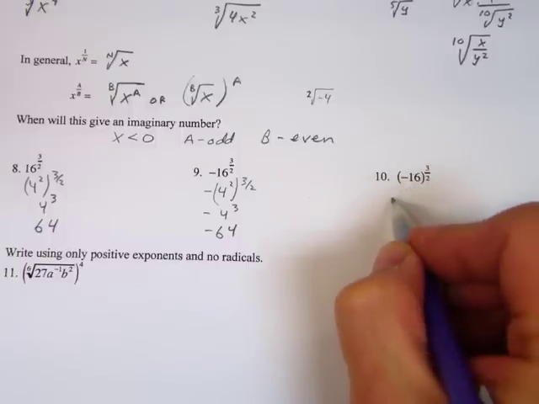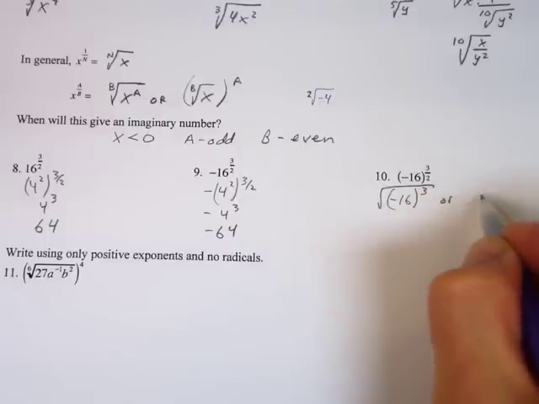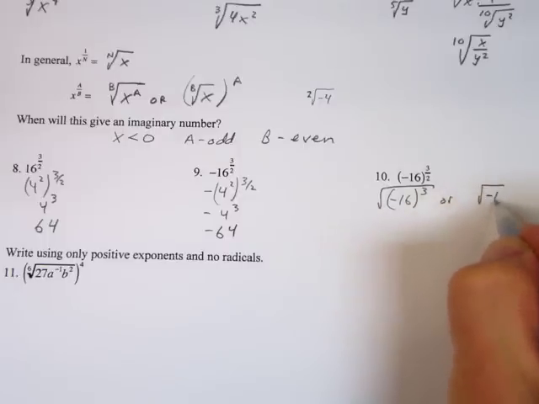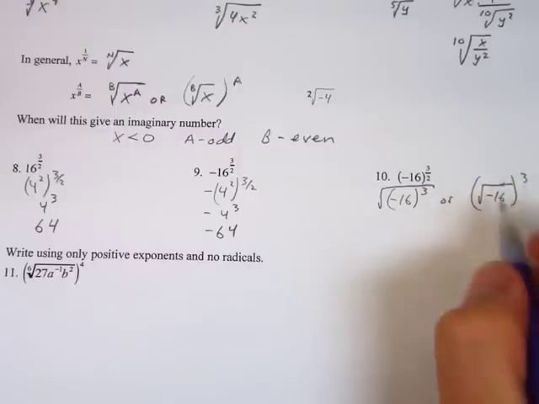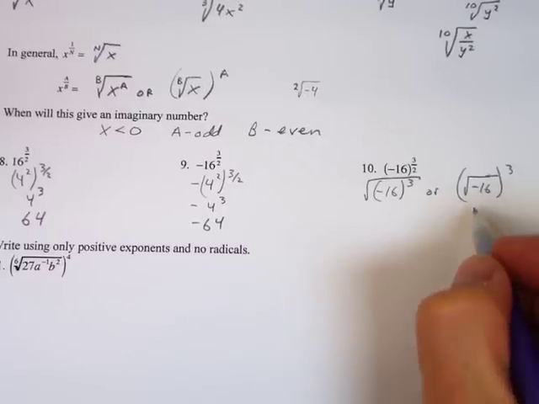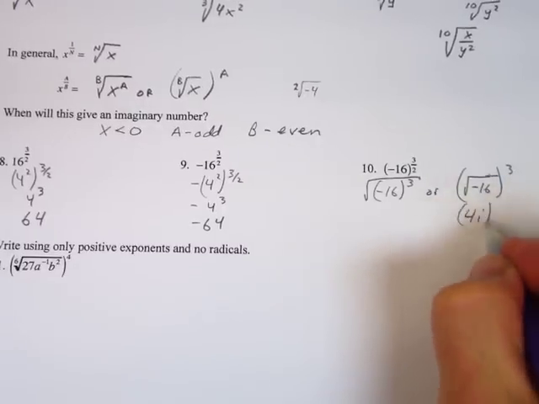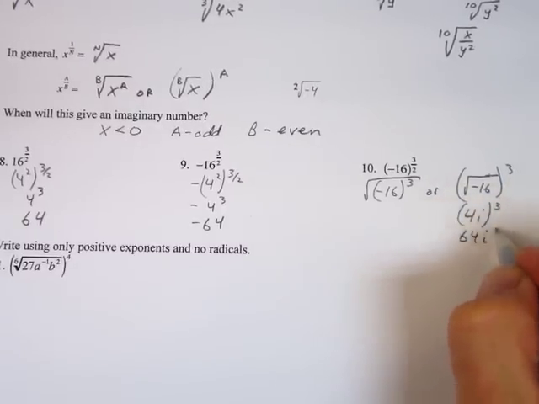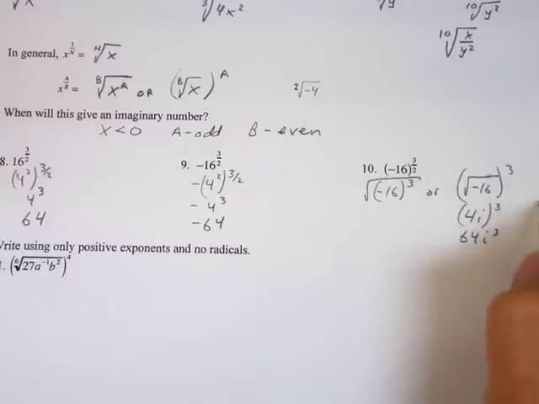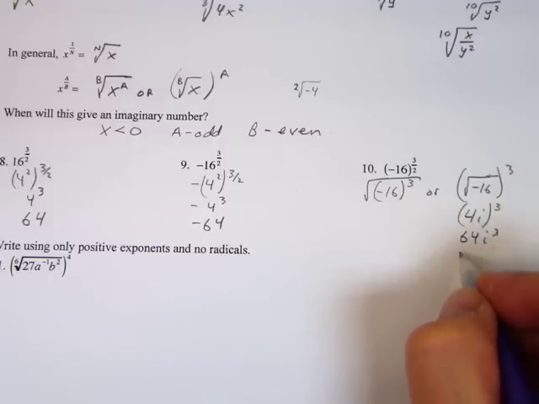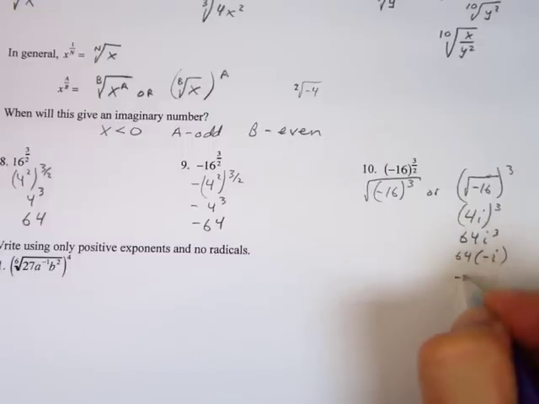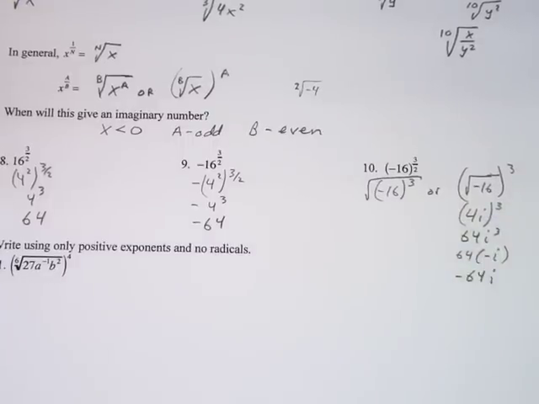Well, remember we could go -16 to the 3rd, square root of it, or we could do the square root of -16 raised to the 3rd. Which one of those would be easier? I think the second one, because we can say the square root of -16 is 4i, raised to the 3rd, which would give us 64i cubed. And what is i cubed? Remember that i squared is -1, i cubed is -i, and i to the 4th is 1. And then it repeats. So this is 64 times -i, or -64i.